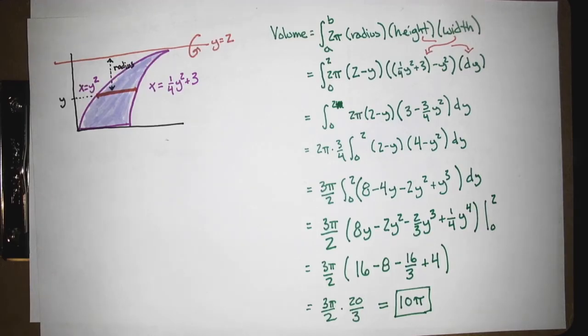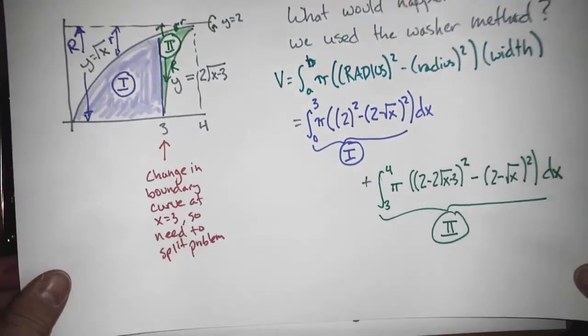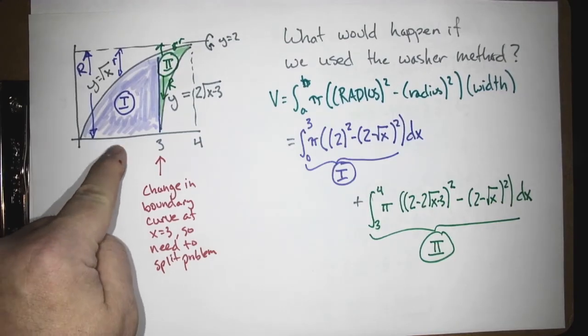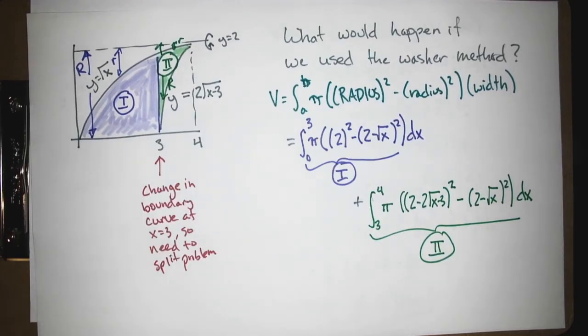Quick side note: if you were to have done this with the washer method, you'd have to do 2 integrals because you have a change in the boundary curve. Every time you change a bounding curve, you have to add an integral.